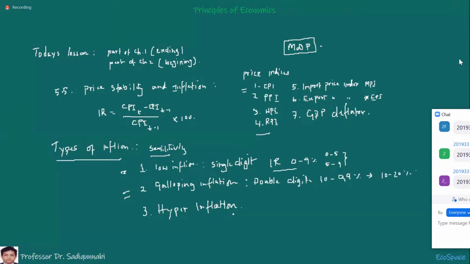And this hyperinflation is a huge rate, suppose from 100% to maybe an infinite percentage. Let me give you an example of that.